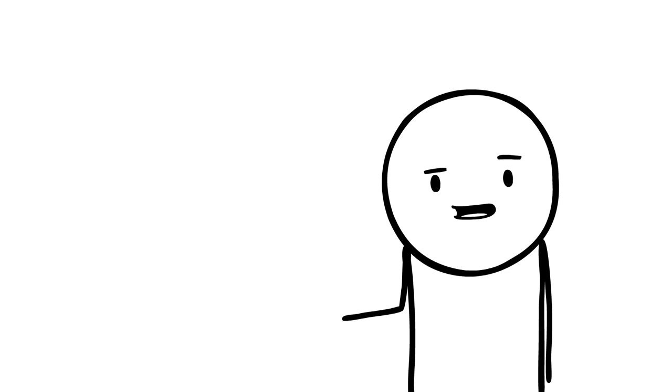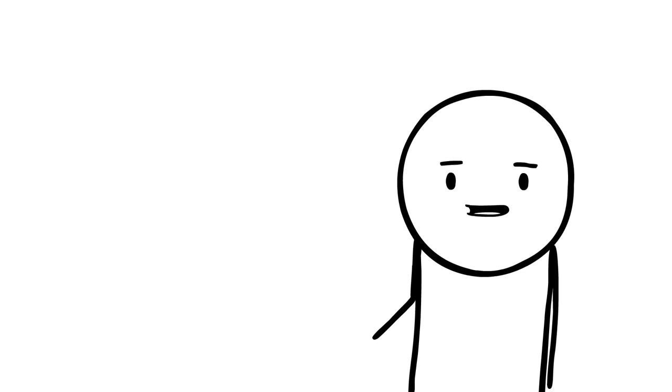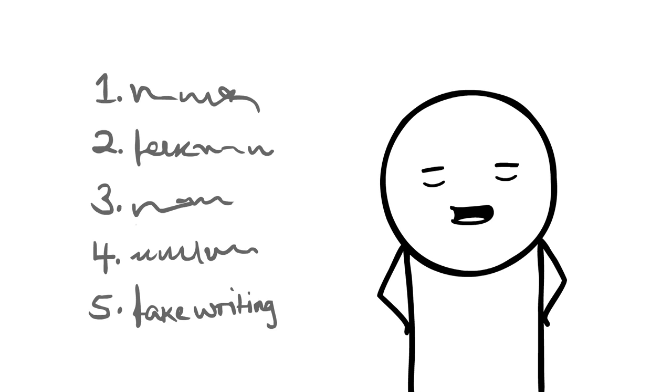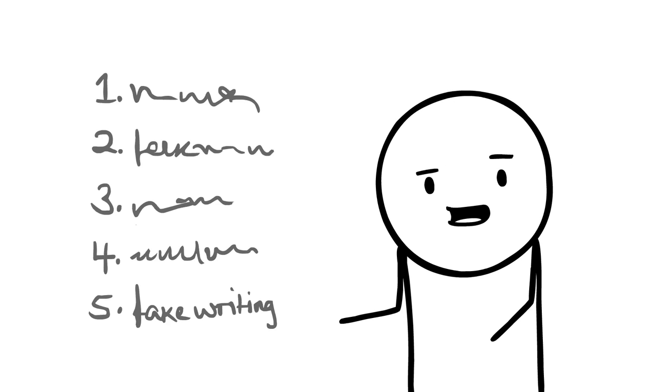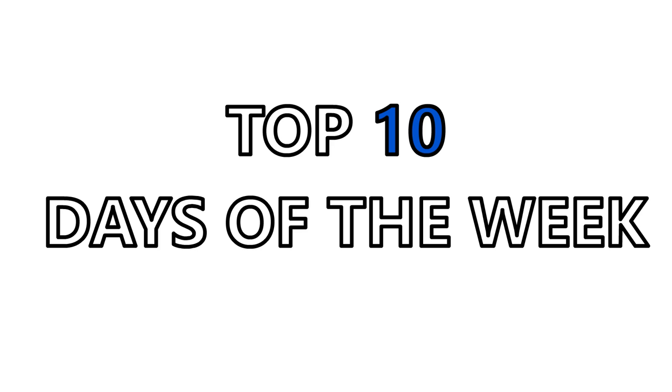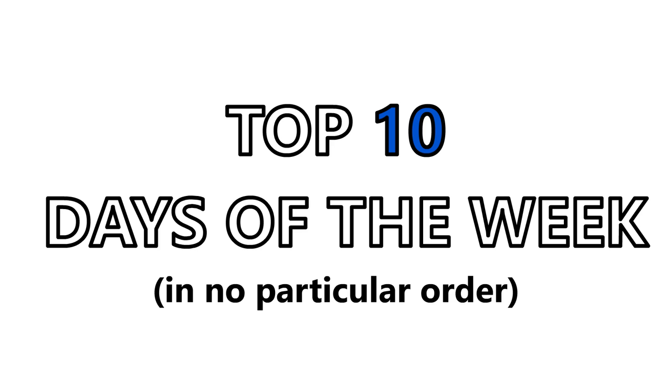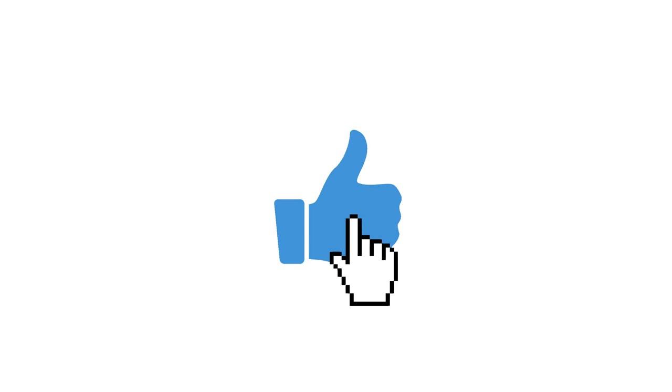The first way is to use the almighty phrase, in no particular order. This makes it clear to the viewers from the get-go that the position of any item in the list is purely coincidental, and why not go one further by jumbling up the actual order of the numbers in the list? For example, top 10 days of the week, in no particular order. Number 1, Thursday. Number 7, Saturday. The viewer might just get so confused that they click the like button by accident.